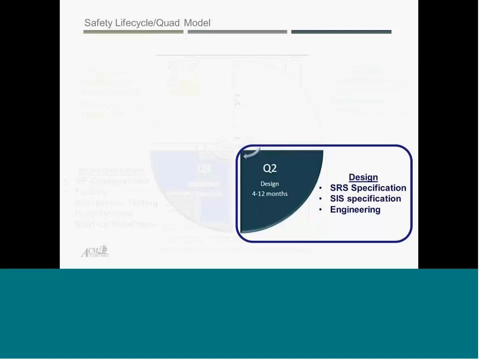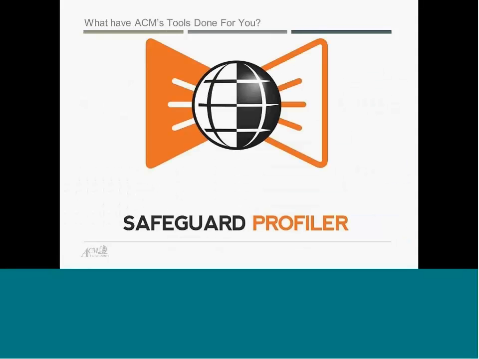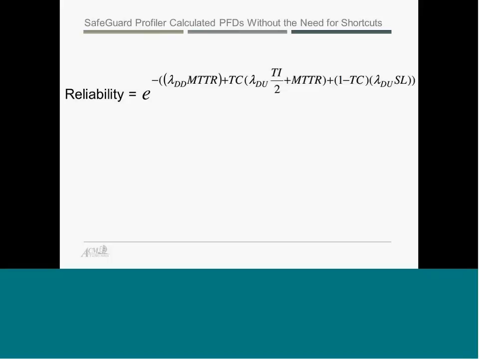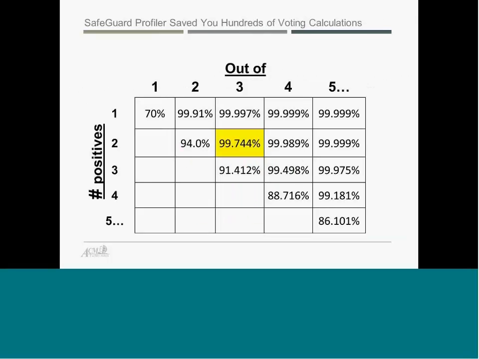So at this point, we're done our design stage. We've built the safety requirement specification. We've designed the SIF to the SIL2 reliability that we need to have. So through this, what has SafeGuard Profiler done for you? It calculated the reliability and PFDs for you without the need for using shortcuts or simplifications, because it's got a built-in failure rate database. It determined the voting configuration, saving you hundreds, if not thousands, of iterations of the voting formula.